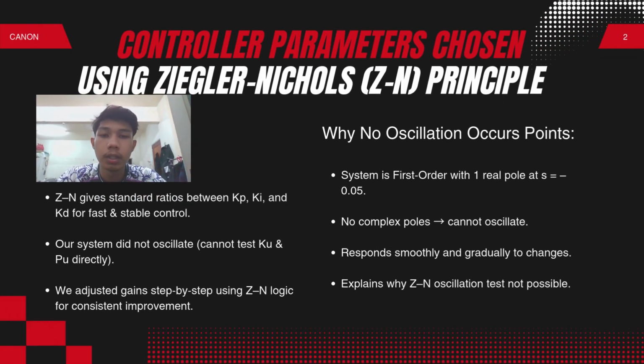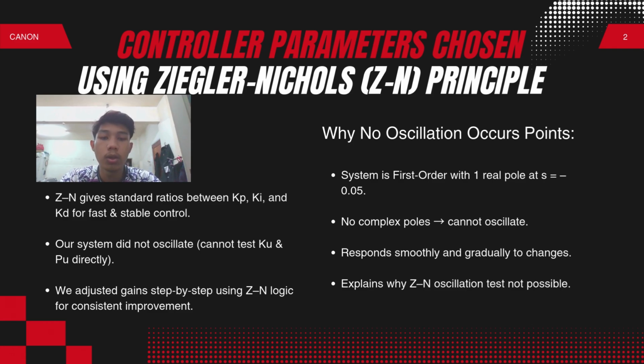Okay, for this slide, controller parameters using the Ziegler-Nichols principle. The Ziegler-Nichols method provides standard ratios between Kp, Ki, and Kd to achieve fast and stable control. However, in our case, the system did not oscillate, so we couldn't directly measure the Ku and Pu values. Instead, we adjusted the gain step by step using the Ziegler-Nichols logic to ensure consistent improvement in performance.